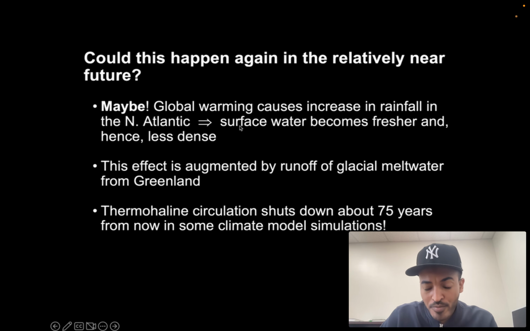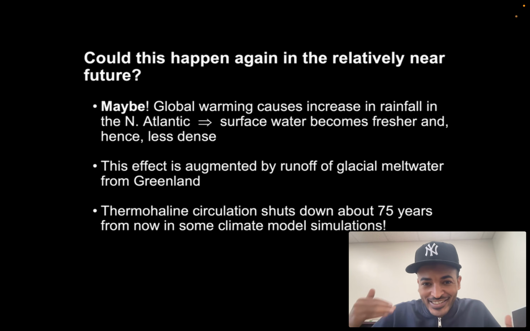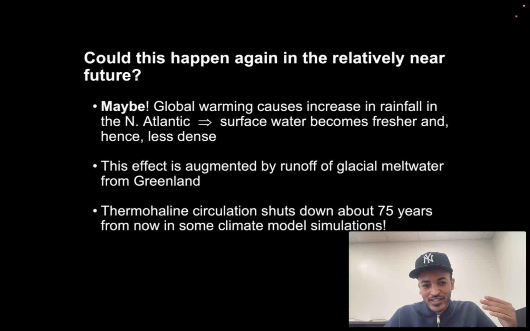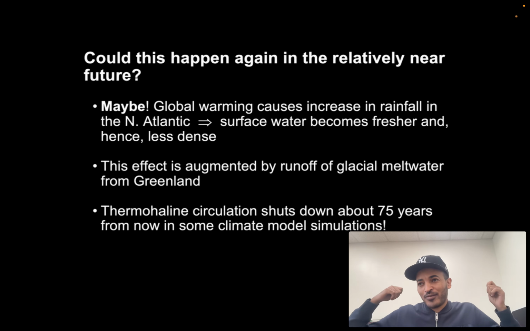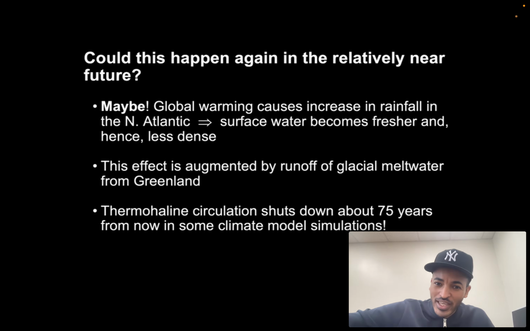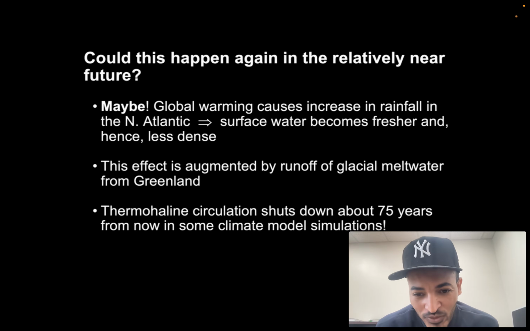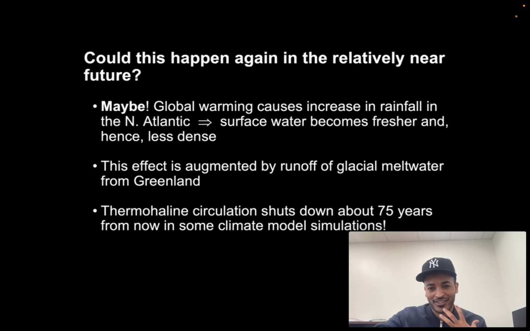Global warming causes an increase in rainfall in the North Atlantic region. So the surface water becomes fresher and less dense. And when it becomes less dense, we have the collapse of the gradient that drives the different oceans to connect, the transport of the different water masses in the deeper ocean.